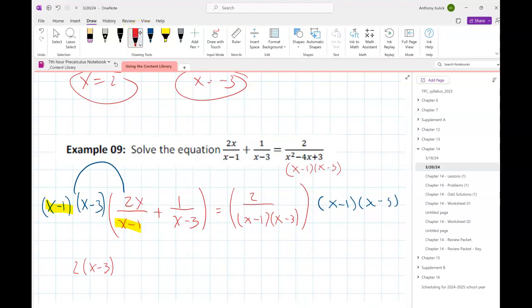What do I get when I multiply x minus 1 times x minus 3 with 1 over x minus 3?